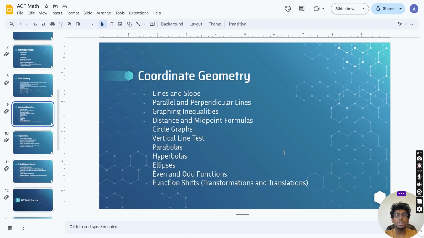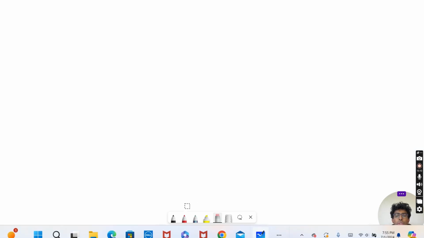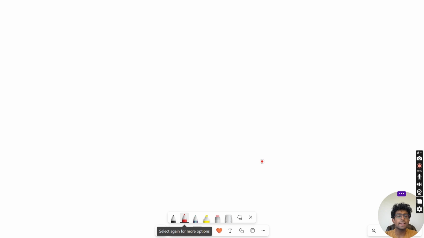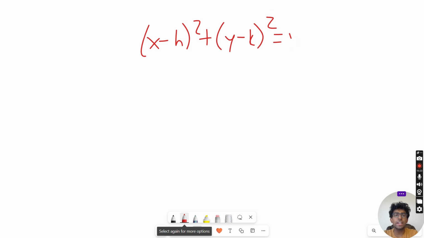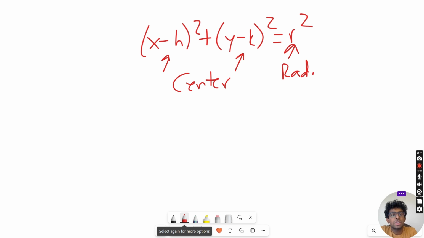Okay, next topic is circle graphs. So specifically, how do we graph circles? Before we do that, let's understand the formula for a circle. It's going to be x minus h squared plus y minus k squared equals r squared. This is actually the equation for a circle, my bad. Equation for a circle is this. So what does this represent? So this h is our x coordinate, this k is our y coordinate for our center of the circle. And then this r represents the radius.